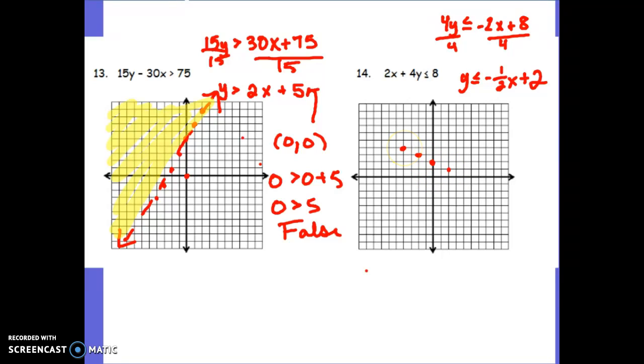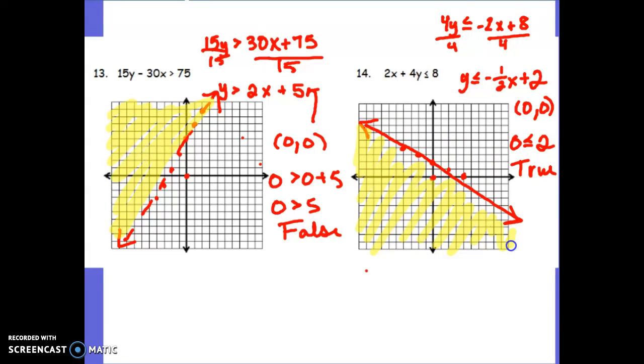All right, it's going to be a solid line because we've got less than or equal to. Okay, so it's going to look like this. Whoops, it's a little bit off, but you get the idea. All right, now let's check the point 0, 0. When we do that, we plug in for y. 0 is less than or equal to 2. And that's a true statement. So the point 0, 0 is on the shaded side.